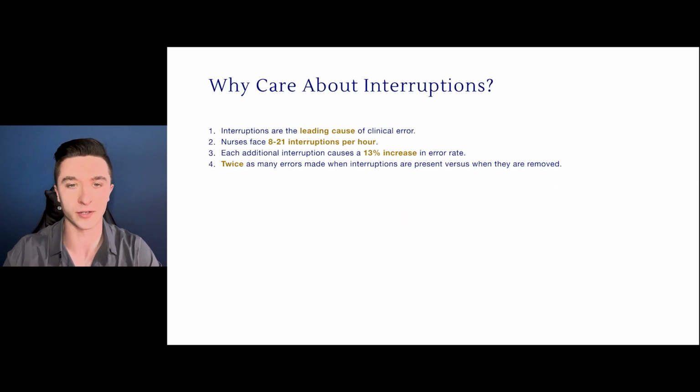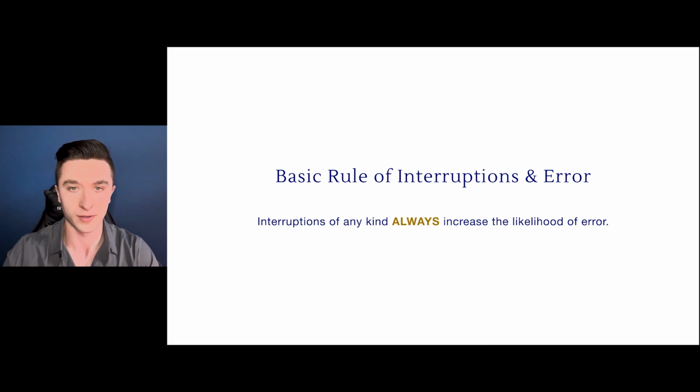Well, interruptions are the leading cause of clinical error in the nursing profession and throughout the healthcare environment. Currently, nurses face an average of about 8 to 21 interruptions per hour, with each additional interruption being linked to nearly 13% increase in task error rates. In all, this comes out to about twice the number of errors made when interruptions are present versus controlled environments where they are removed. The link between interruptions and clinical error is very well established in nursing literature, culminating in this basic rule. Interrupting a task for any amount of time will always increase the likelihood for primary task error.